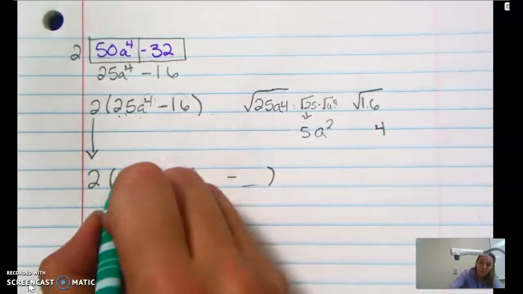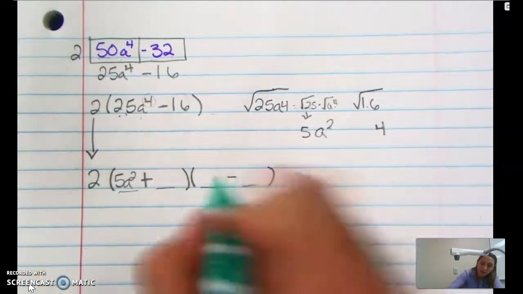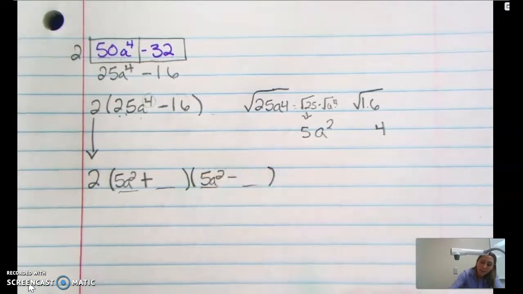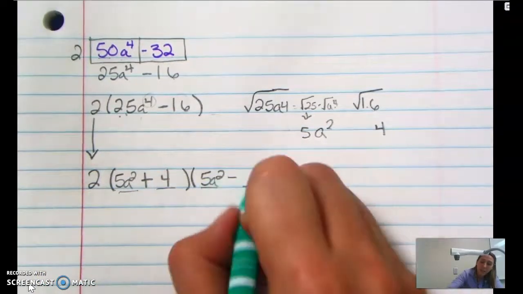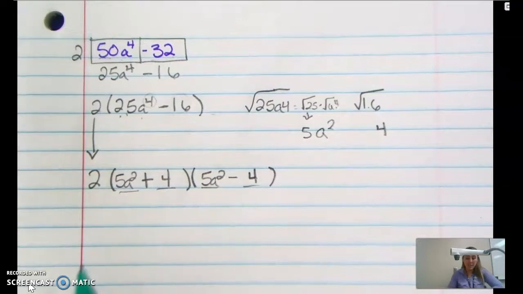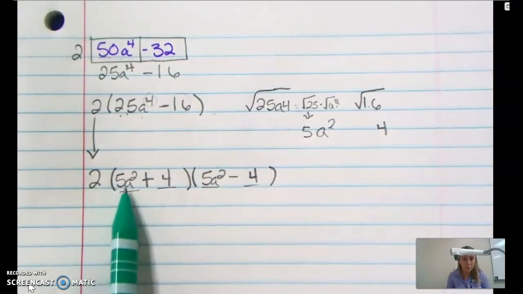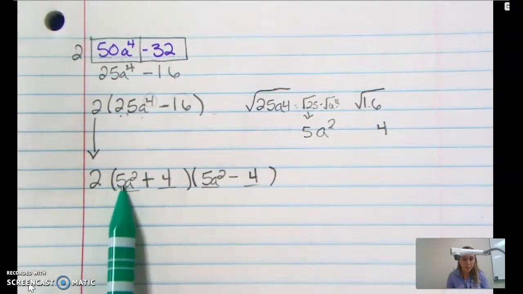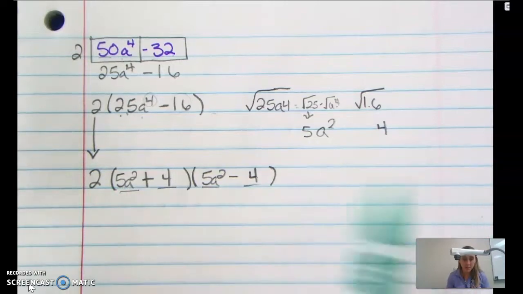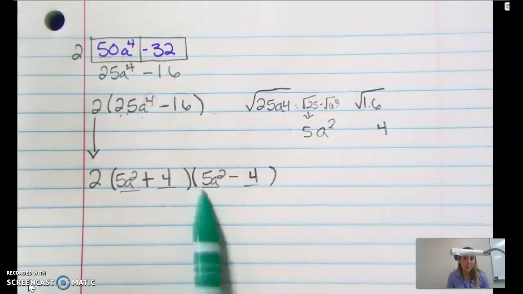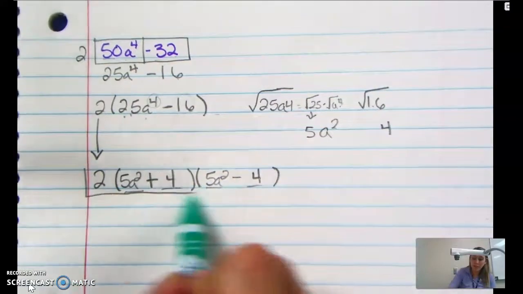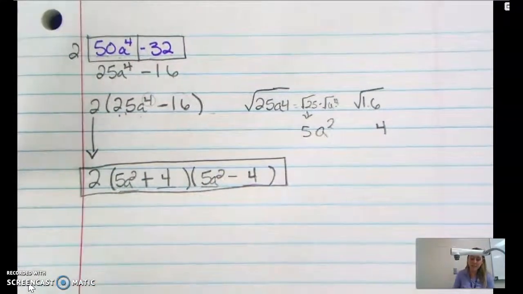So my first one is 5a squared, 5a squared, and then I have 4 here and 4 here. Now I just have to check to see if this is factorable. Well, 5 is not a perfect square or a perfect cube, so that one is done. So we are done, and my final answer is this.